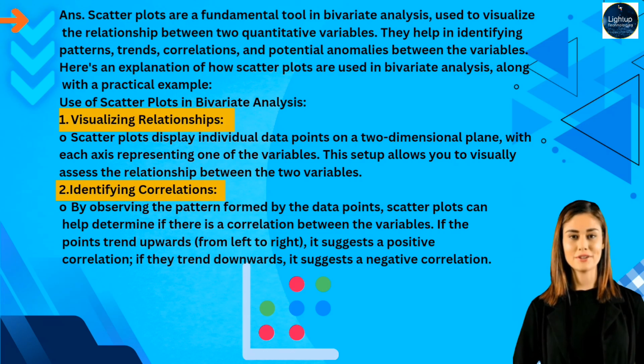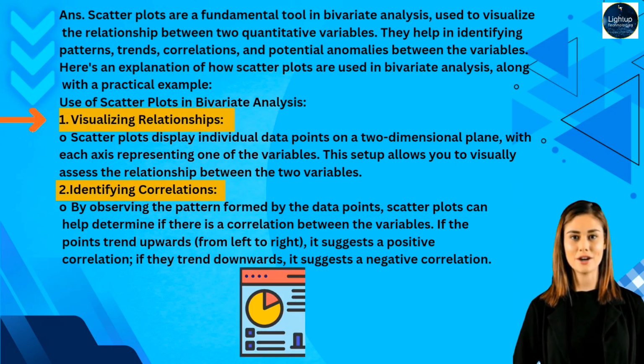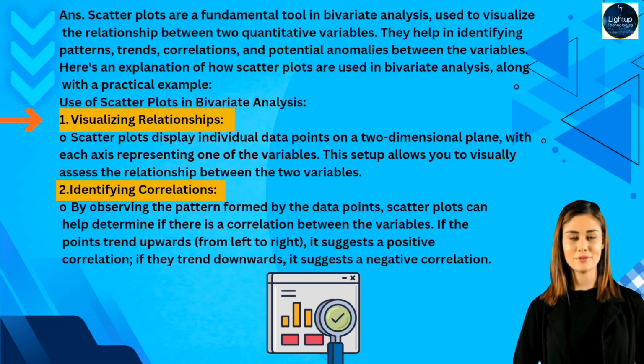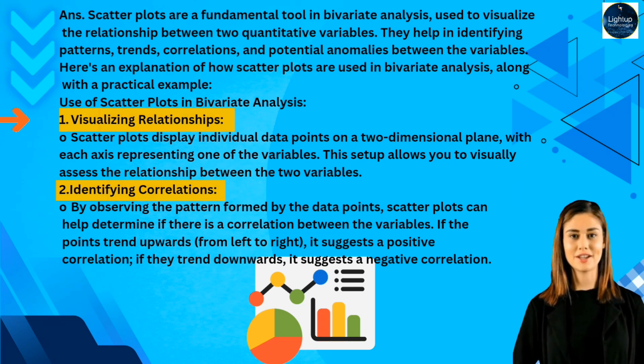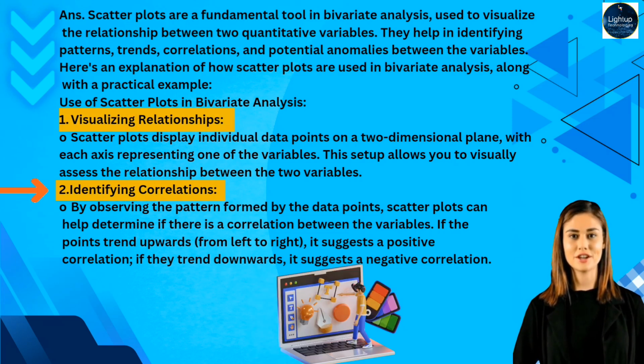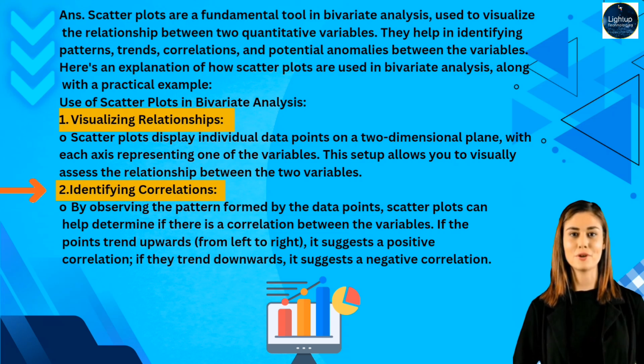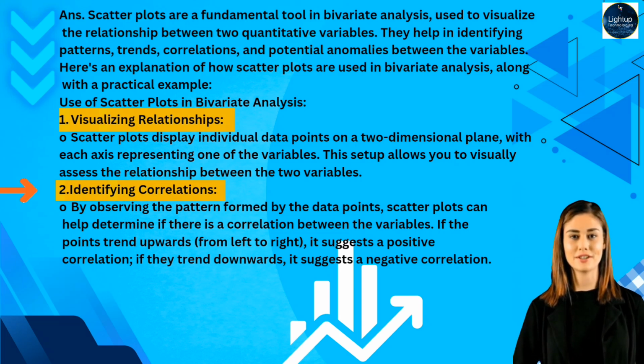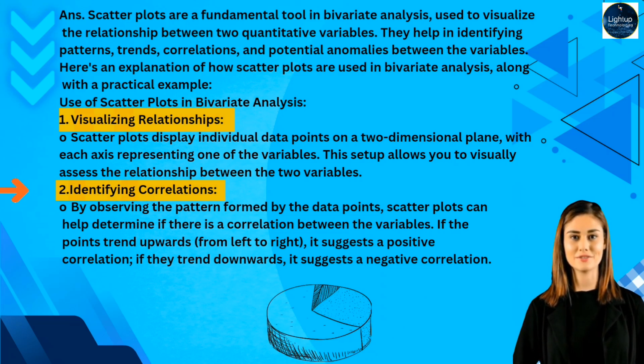Use of scatter plots in bivariate analysis. 1. Visualizing relationships. Scatter plots display individual data points on a two-dimensional plane, with each axis representing one of the variables. This setup allows you to visually assess the relationship between the two variables. 2. Identifying correlations. By observing the pattern formed by the data points, scatter plots can help determine if there is a correlation between the variables. If the points trend upwards, from left to right, it suggests a positive correlation. If they trend downwards, it suggests a negative correlation.